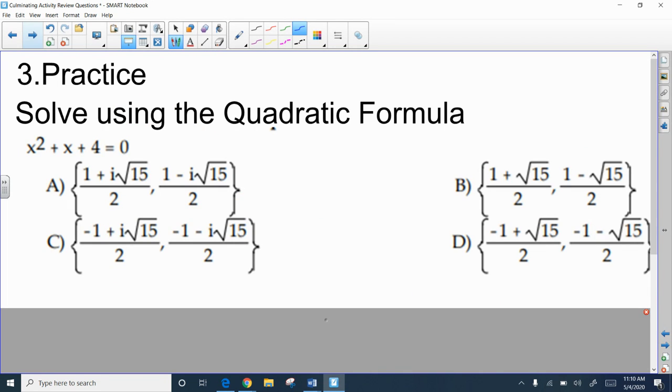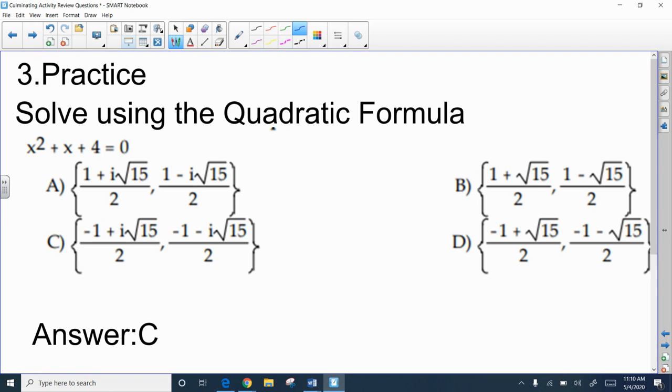All right, so now your turn to try one. So here's the practice problem. Solve x squared plus x plus 4 equals 0. So pause the video and try the problem, and then check when you're done. Okay, let's check our answer for number 3. The answer for number 3 is C.